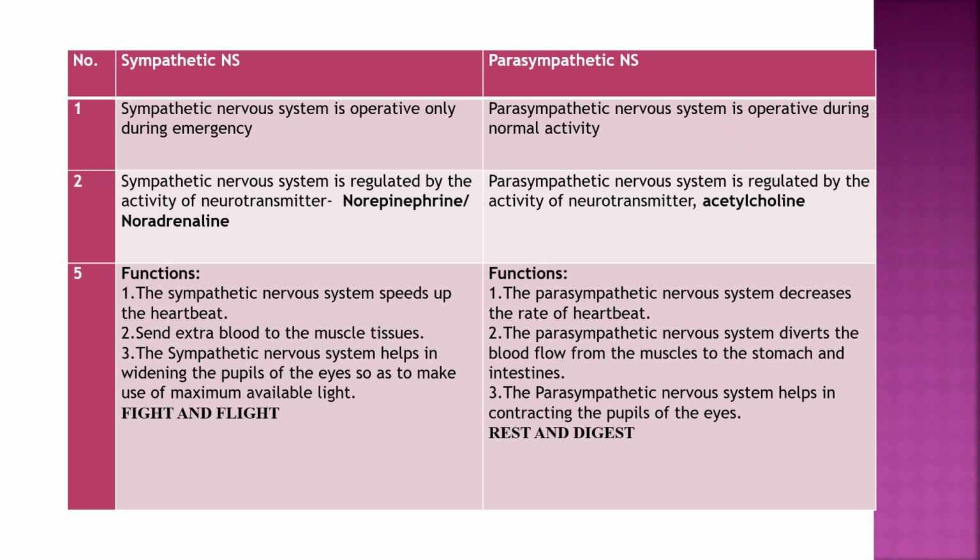The sympathetic system functions by increasing heartbeat, sending extra blood to muscle tissue, and widening the pupils of the eyes so as to make maximum use of the available light. So it is mainly concerned with the fight and flight mechanism. Parasympathetic decreases heart rate, diverts the blood flow from muscles to stomach and intestines, and helps in contracting the pupils of the eyes. So it generally helps in the rest and digest mechanism.